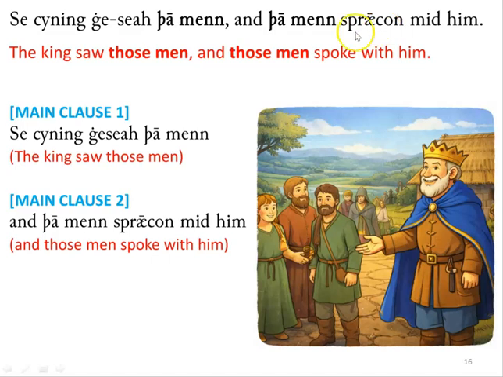Thamena sparakon, mit him. The king saw those men, can stand in a sentence in its own right. And those men spoke with him, can stand as a sentence in its own right. So the main clause, se koning Jesech thamena, the king saw those men, and the coordinating conjunction, thamena sparakon mit him. Okay? And, but, a couple others, if, and yet, coordinating conjunctions. I think I have all of those correct.